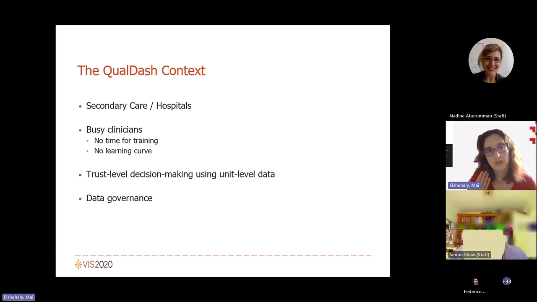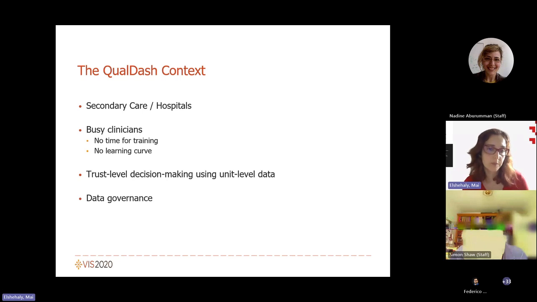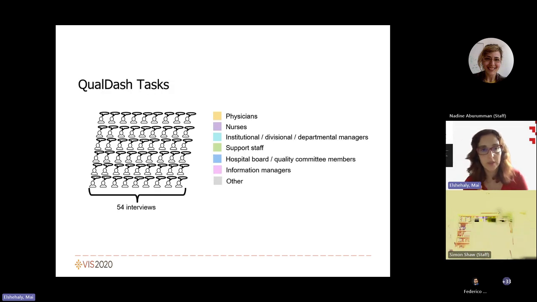So the Qual-Dash context, again: secondary care hospitals, busy clinicians, no time for training, no time for a learning curve, needed to have informed trust-level decision making, but using unit-level data, so that bottom-up communication of data and analytics needed to be supported whilst maintaining information and data governance. So the data was not allowed to leave the hospital site. We could not put it on a centralized server or anything. That was the context that defined the constraints around the tool that we were developing.